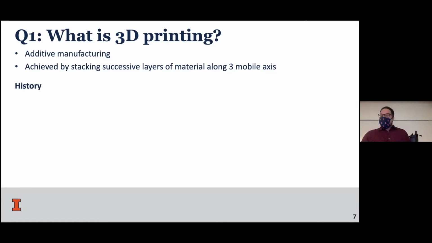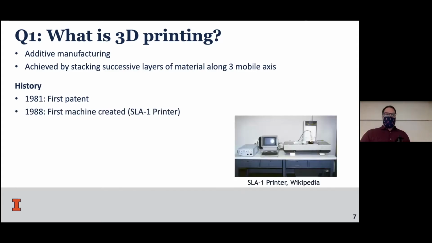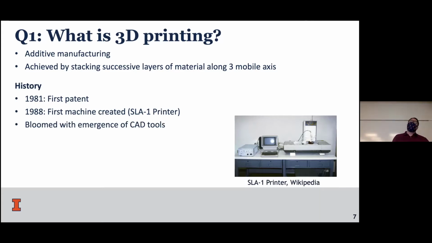A little bit of history. 1981 was the first patent. So it's pretty recent in the technology realm. 1988, first machine created. We can see on the picture there, it's pretty old, but it still looks a little bit like what we have today. So it's recent, and technology is still to evolve a lot. And obviously it bloomed since the 80s with the emergence of the CAD tools. So it gives people a bit more tools. 2006, first available printer. Before that, it was the industry and academia that would 3D print.